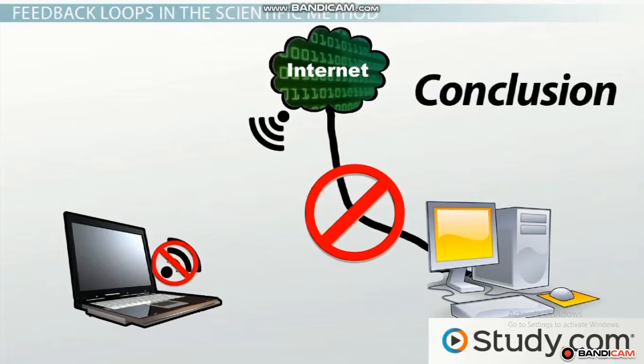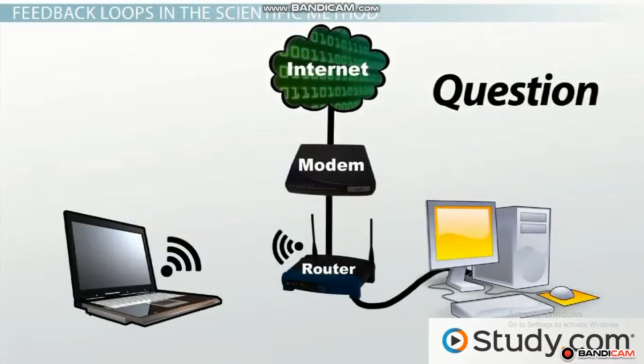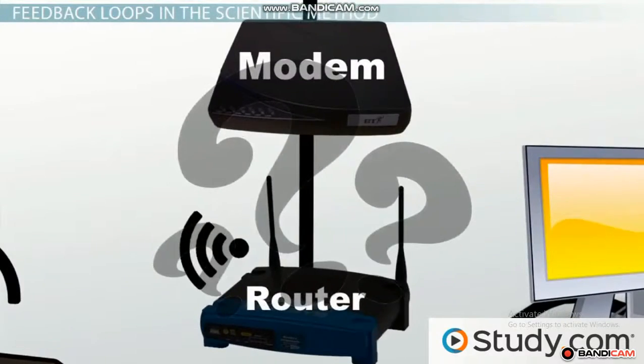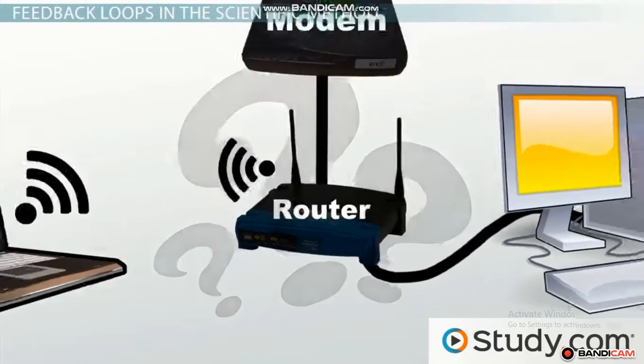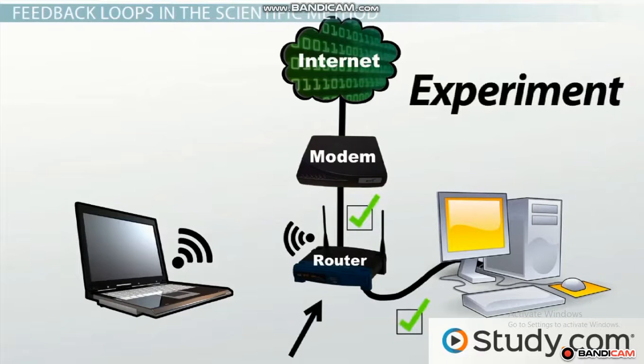Nothing is wrong with my laptop, and something is wrong with the internet connection. Now, this conclusion answered my first question, but it still didn't get my internet to work, so I had to pose another question. Where exactly was the problem occurring in the chain of internet devices? Was it the cord between the modem and the router, the cord between the router and my computer, or was the problem in the router itself? I had to form another hypothesis. If both my internet cords are properly plugged in, then there must be a problem with the router. My experiment was to check both cords and the router.